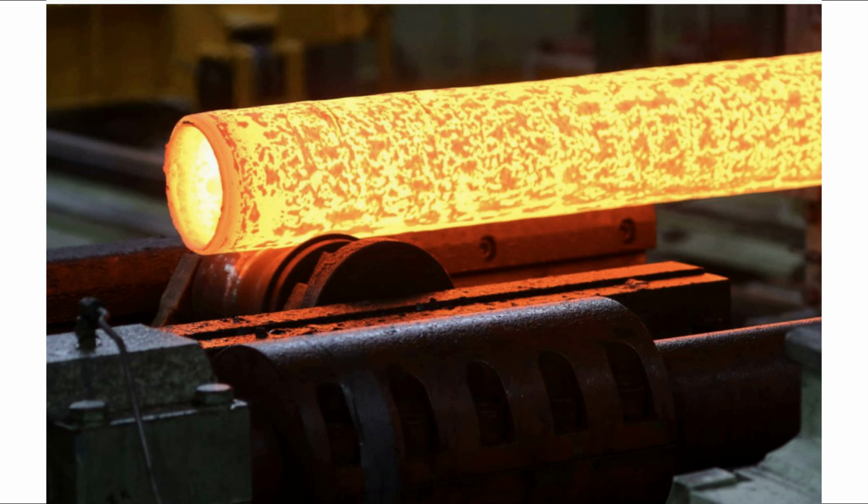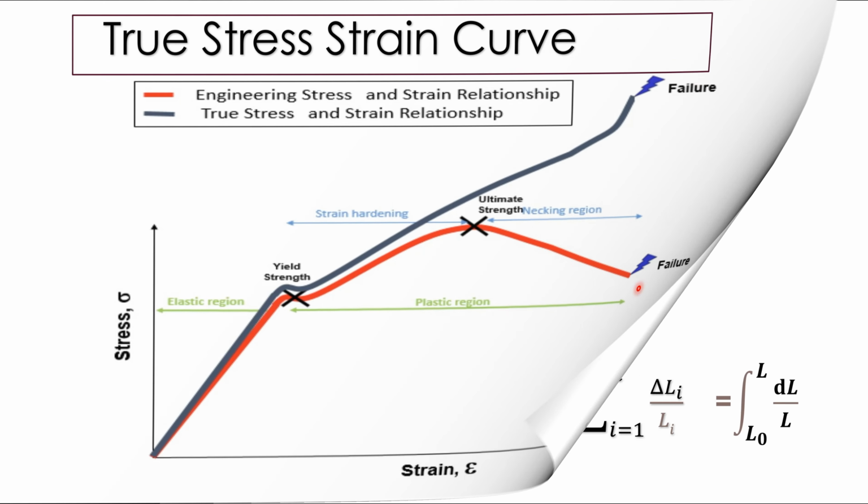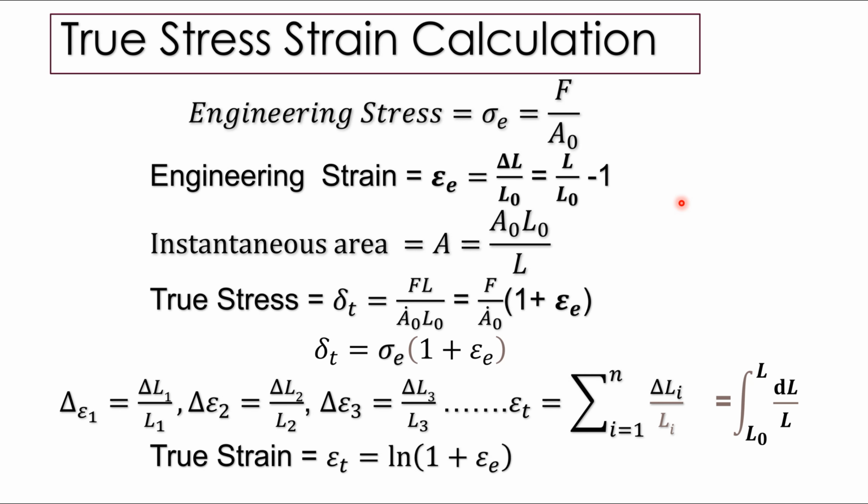For example, during manufacturing of a pipe or I-section beam, we have to deform the materials in the plastic region. In that case, we have to use the actual stress strain curve. Now let's discuss how to calculate engineering stress strain and actual stress strain.